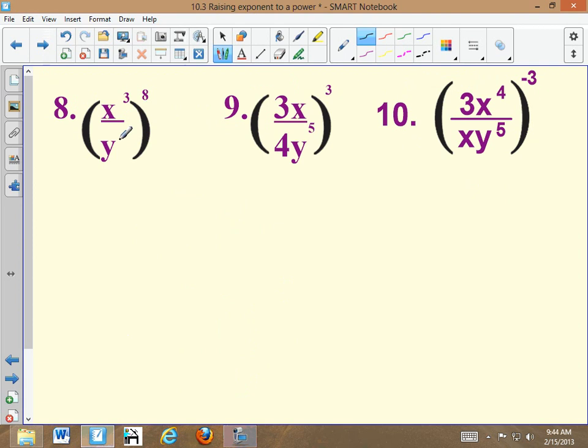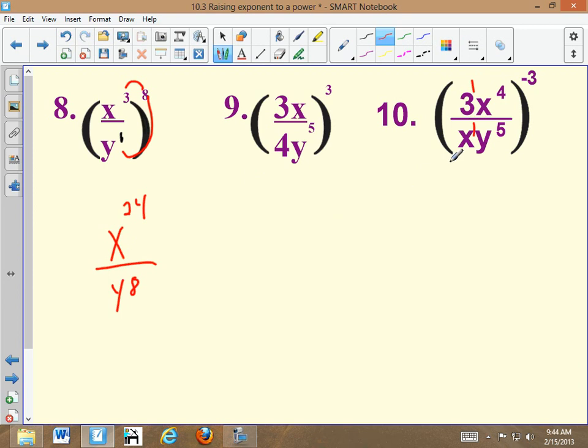Okay, again, I don't see an exponent. I'm going to put a 1 here. So I get 8 times 3, 8 times 1, x to the 24th power, y to the 8th power. Okay? Let's skip and go to number 10.